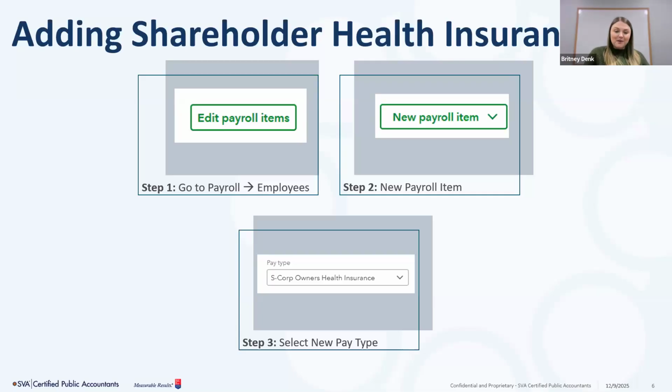From new payroll item, you're going to select new pay type, and there is an S Corp owner's health insurance pay type already set up. So you're going to want to select that.